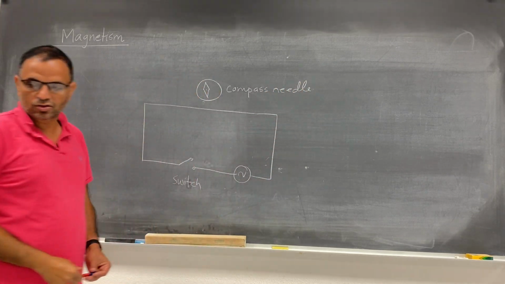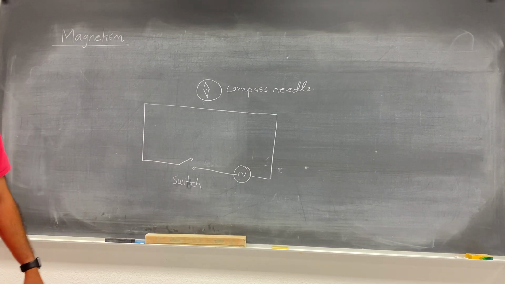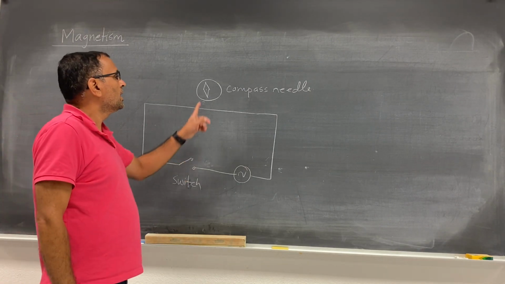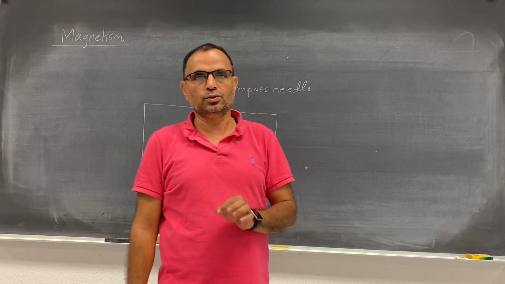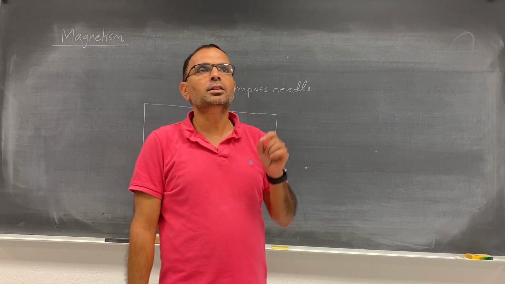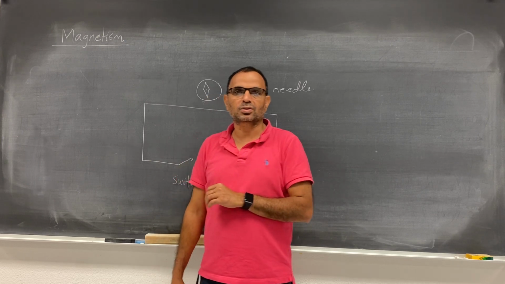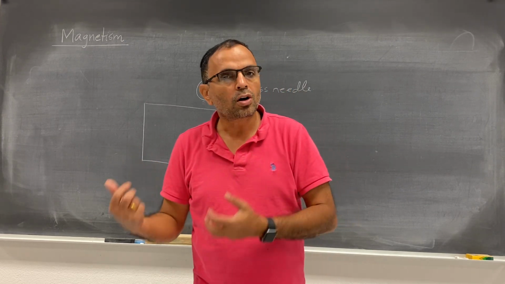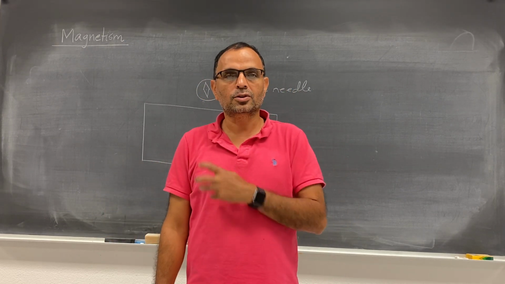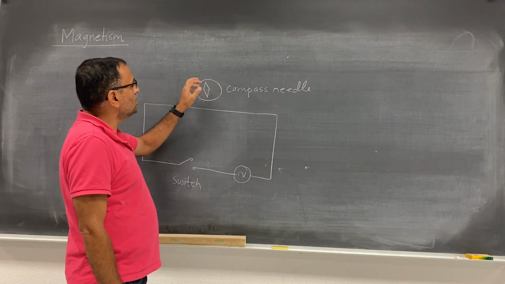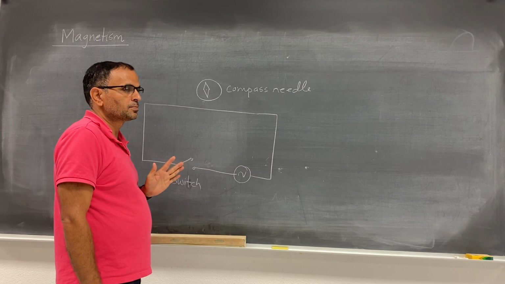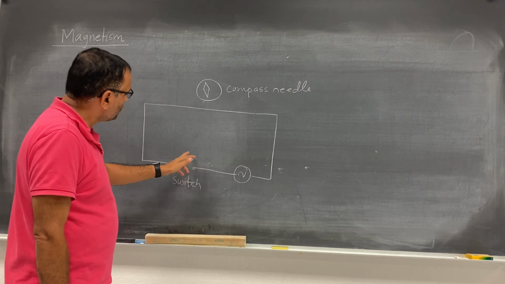Look at this, the circuit is right now an open circuit, and simply the compass needle points north and south. The compass needle always points north and south. That is due to the earth's magnetic field. We'll talk about that. So here the needle points north and south, and there is no current in the circuit.